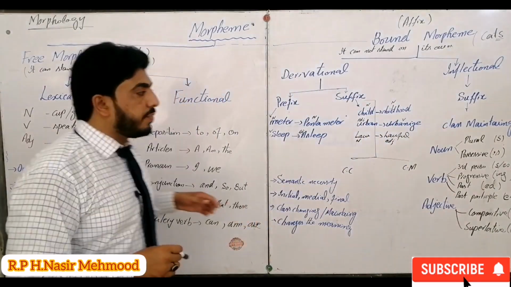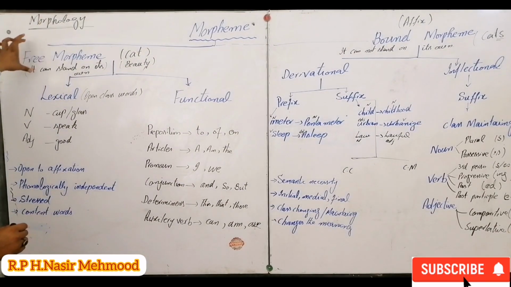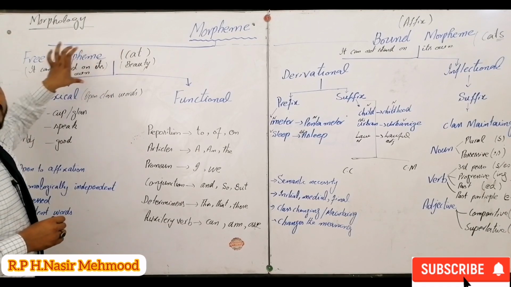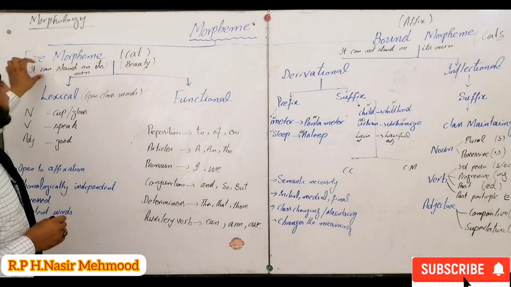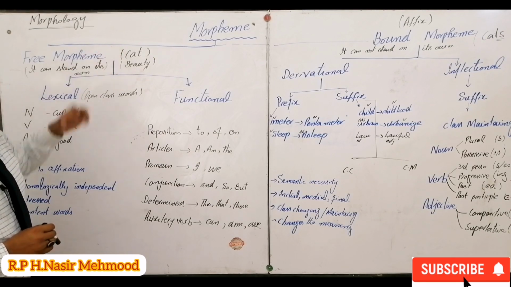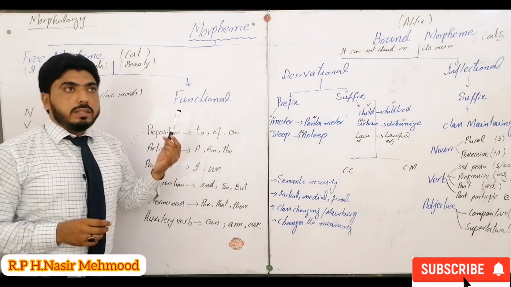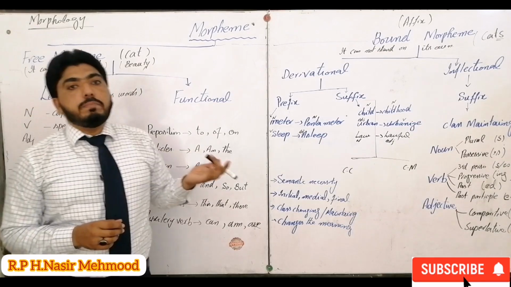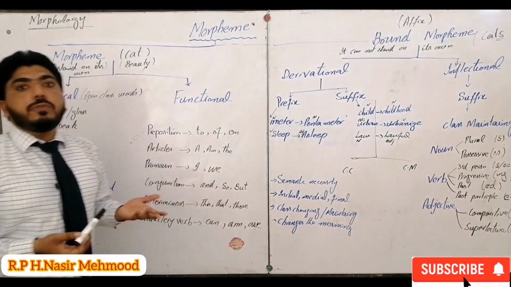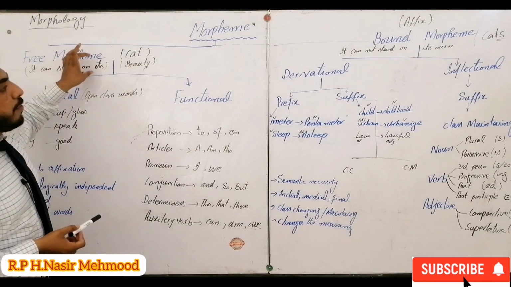As the word suggests, free morpheme is free. It does not depend on other morphemes for the completion of its meaning, or it can stand on its own, right? For example, we have the words cat, beauty, marker, and bag, shoes, fan, wall. All these words are free morphemes.